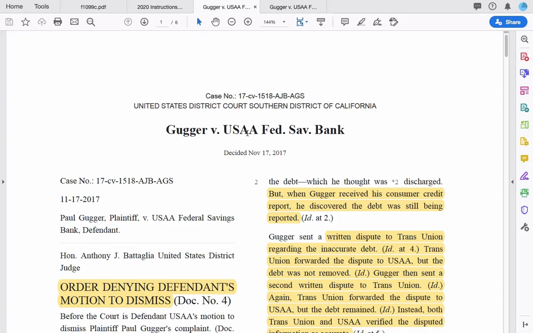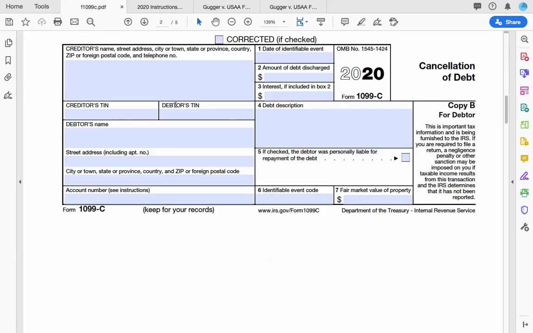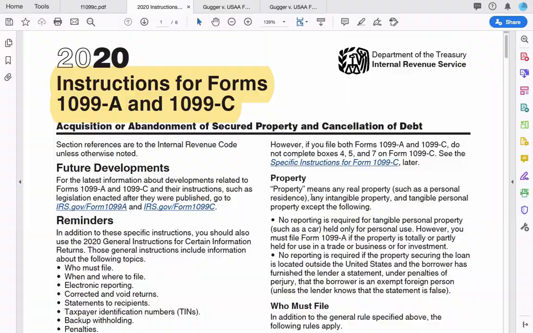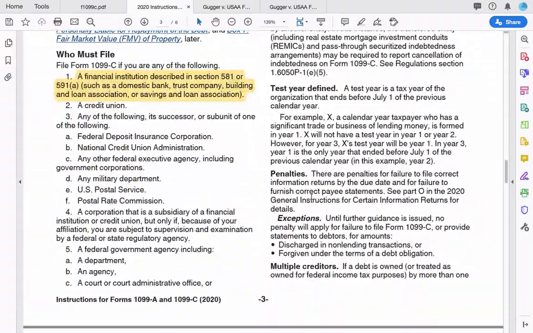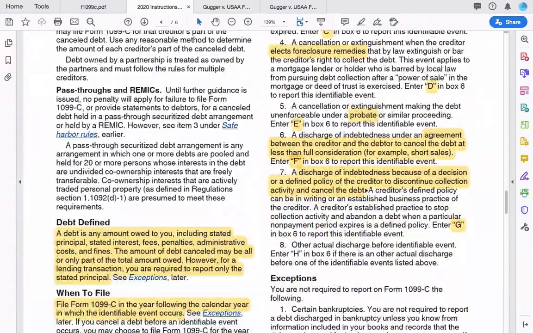And if you remember in that video, the judge said, well, there's arguments on both sides. I'll let the parties do discovery. So what are we arguing about? Well, ultimately, we're arguing about a 1099-C, cancellation of debt, particularly under the Section 6 identifiable event code, code G. So let me get to the code G. And that is, there's a decision or a defined policy of the creditor to discontinue collection activity and cancel the debt. Enter G in box 6.